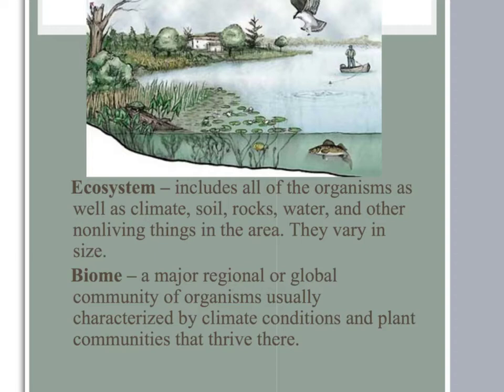Finally is a biome. Biomes are huge regions, and they represent certain climate conditions and certain plants that could live there. For example, the rainforest is a biome. So, in the rainforest, we have the most diversity of species, whereas the tundra, which would be like Alaska or even Antarctica, has the least diversity.